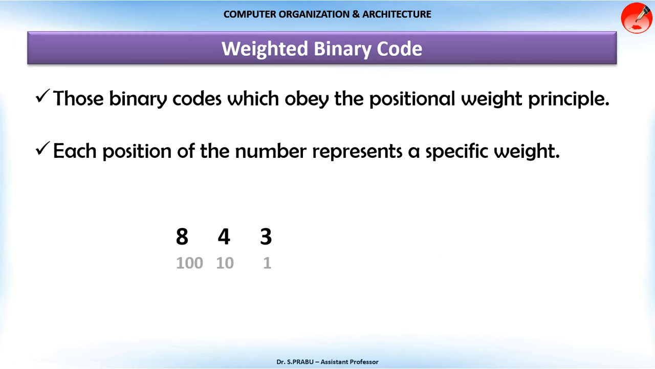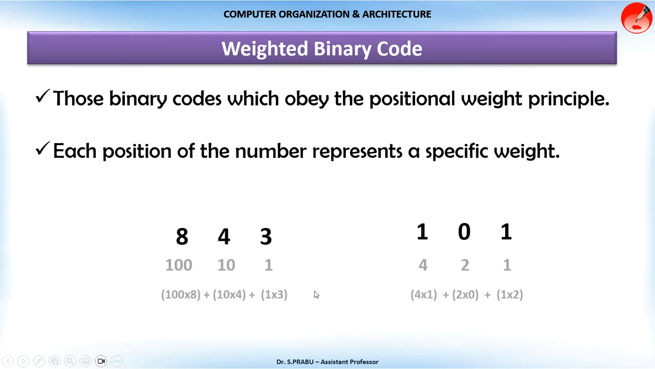Weighted binary code is nothing but each and every bit having some weightage. For example, 843 is a decimal number. This position has the weightage 1, this position has the weightage 10 and this position has 100. In the same way, 101 is a binary number having these weightages. It helps to find the equivalent value. This 1 can be multiplied with 3, you get 3. This 10 can be multiplied with 4, you get 40. This 100 can be multiplied with 8, you get 800.